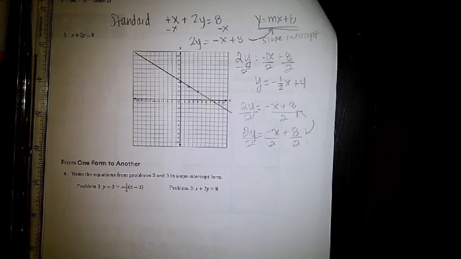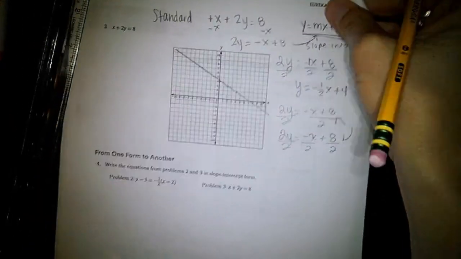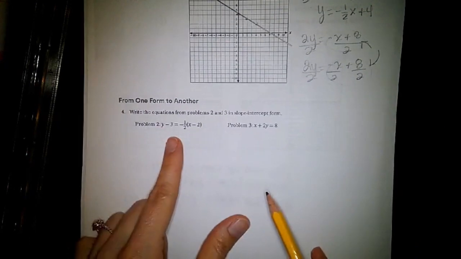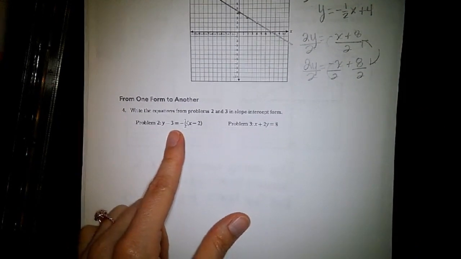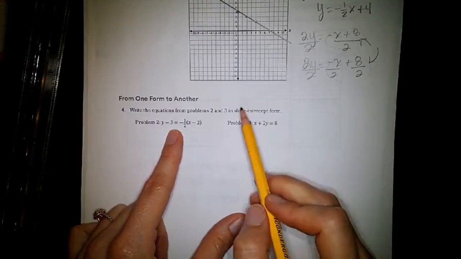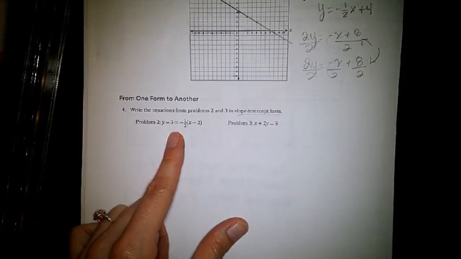Okay, ready? Let's look at number 4. It's in the point slope form, okay? So it needs to be in slope intercept form. Ready? We're going to practice this more tomorrow. Ready? Y minus 3 equals negative 1/2 times x minus 2. What did Miss Goodey say was our first step? Distribute.